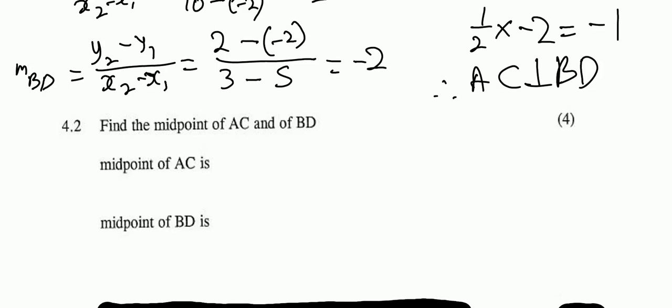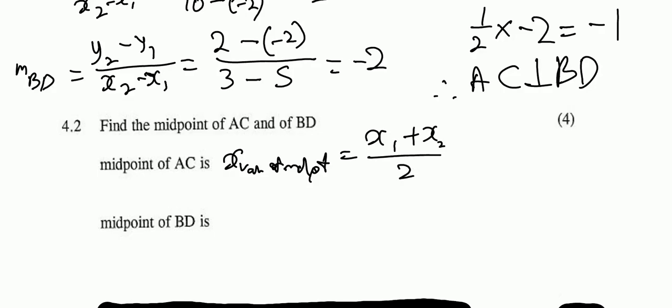The next question says, find the midpoint of AC and of BD. Midpoint of AC is, midpoint of BD is. So now we are supposed to find the midpoint of AC and the midpoint of BD. Remember, I said the x value of the midpoint will be x1 plus x2 over 2. Let's go and look at AC.